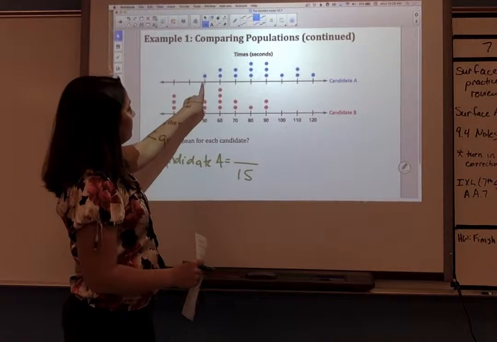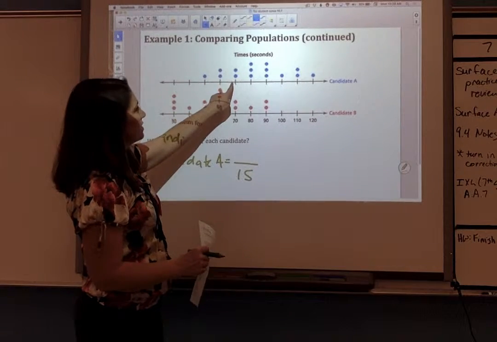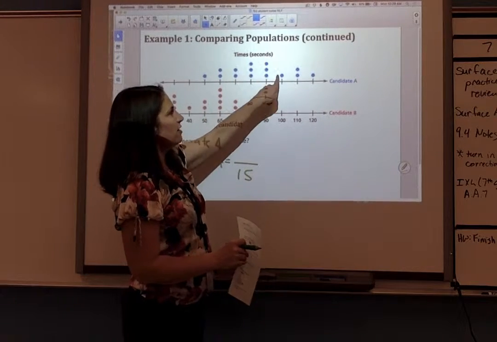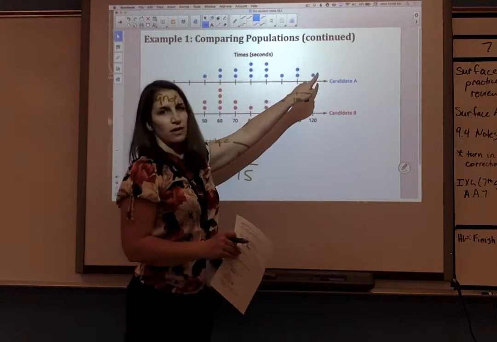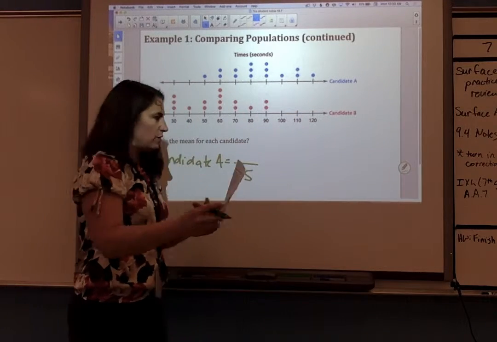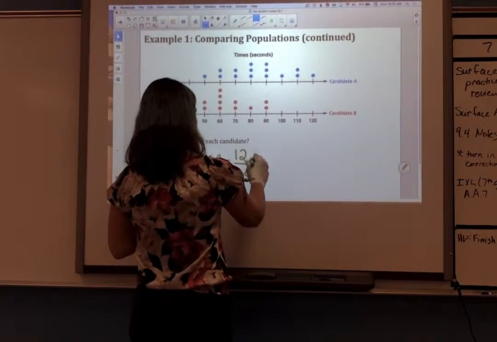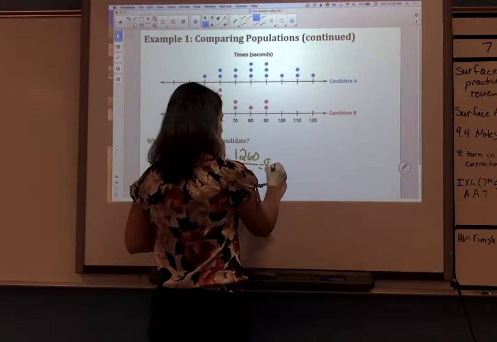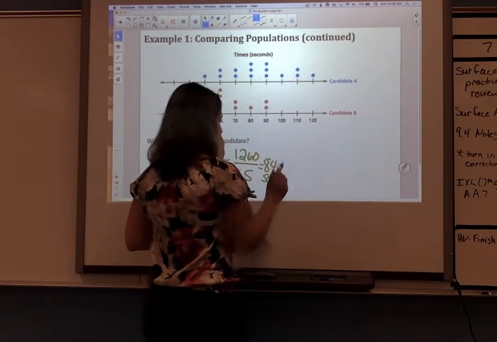So we're going to add 50 plus 60 plus 60 plus 70 plus 70 plus 80, 80, 80, 90, 90, 90, 100, 110, 110, 120. Add all of those up, we get 1,260. Divide by 15 and we get 84 seconds.